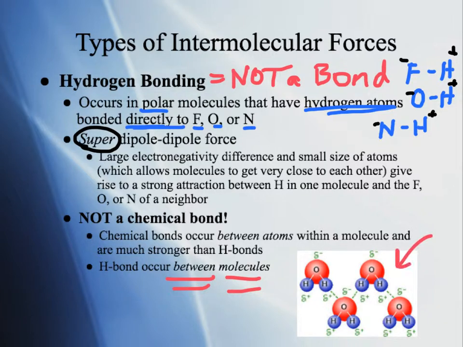So here is a picture of a bunch of water molecules all together. The chemical bonds are found between O and H. These white lines here, those are the chemical bonds. The hydrogen bonds in water are between the water molecules. This attraction between a hydrogen in one molecule and an oxygen in another is what we call a hydrogen bond.